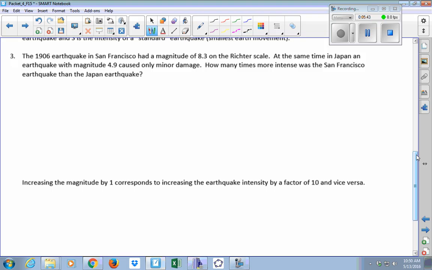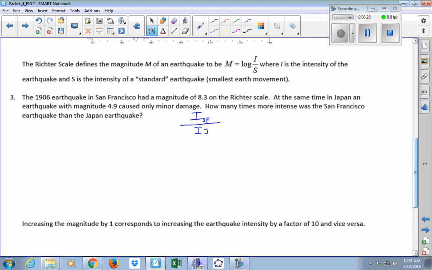So one of the questions that we always want to ask, which gives you a sense of how logarithmic scales work, is how many more times intense was the San Francisco earthquake if we compare it to the Japanese earthquake. So what we're really doing, just like you did with the salaries, is asking how many more times is the San Francisco earthquake more intense than the Japanese earthquake. That's really what we're doing, that division problem. So let's solve for the intensity of each earthquake. The intensity is this value right here.